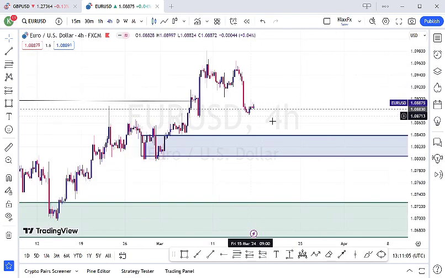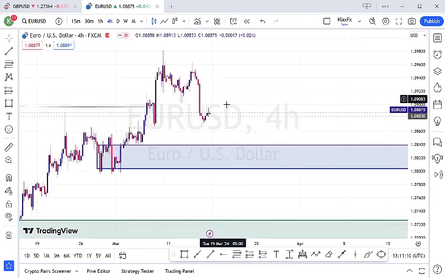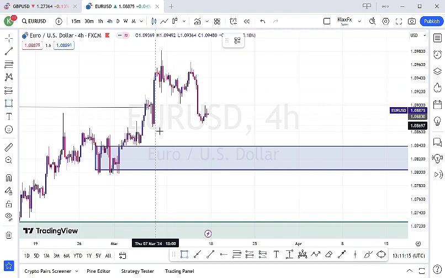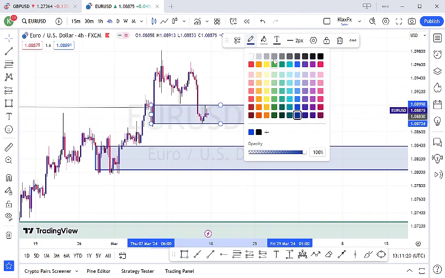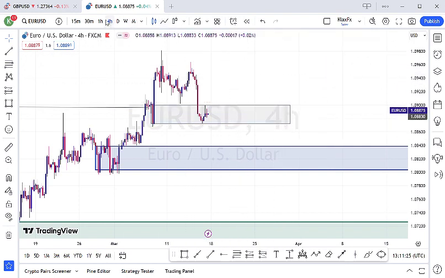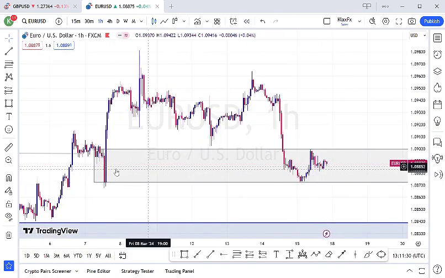So on the 4-hour time frame, we have another demand zone in form of an SNR. So we have this SNR here, 4-hour SNR. So we have to refine it. So we move down to the 1-hour time frame, I think the last time frame. So we can refine this.